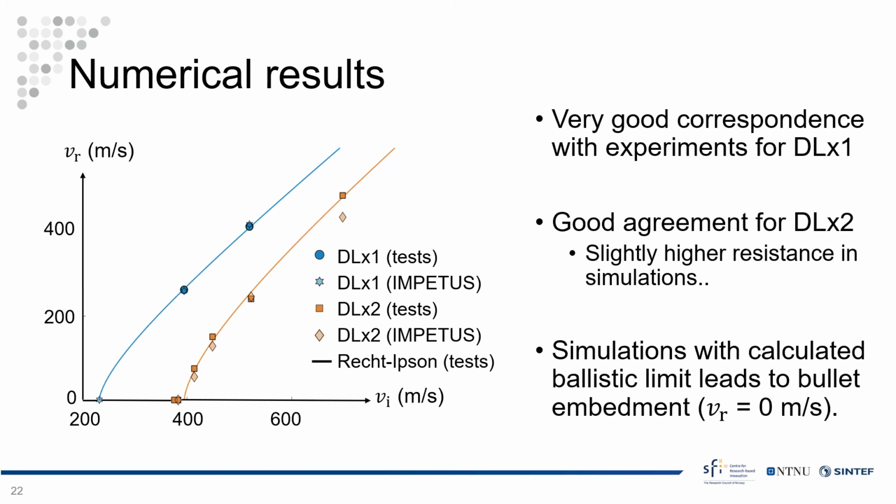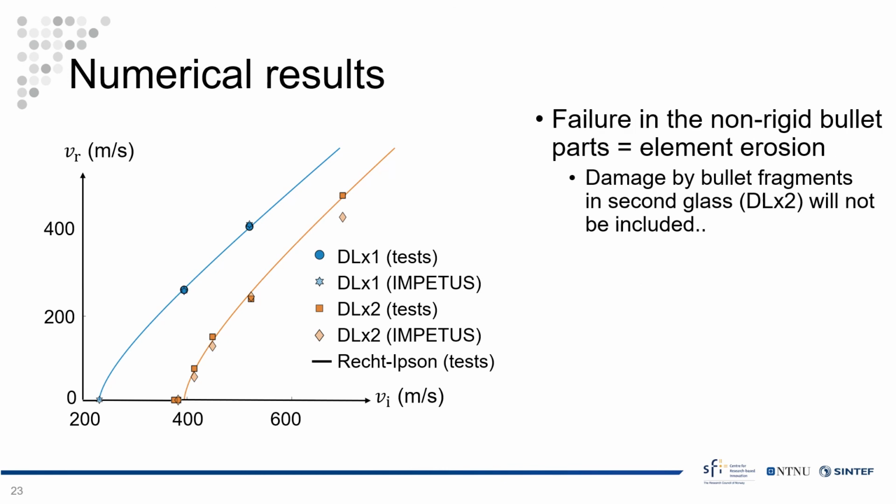For the DL2 test, the simulations differ a bit more from the tests, and generally we got a higher impact resistance in the simulations compared to the experiments, but the agreement is still pretty good. One thing that might explain this disagreement for DL2 is the failure description of the bullet, because in the simulations, damage in the bullet was done by element erosion, so failed bullet elements would be removed and wouldn't contribute to damage of the glass as they would in the experiments. So if we used node splitting for the bullet instead, we would probably get closer to the experimental results.